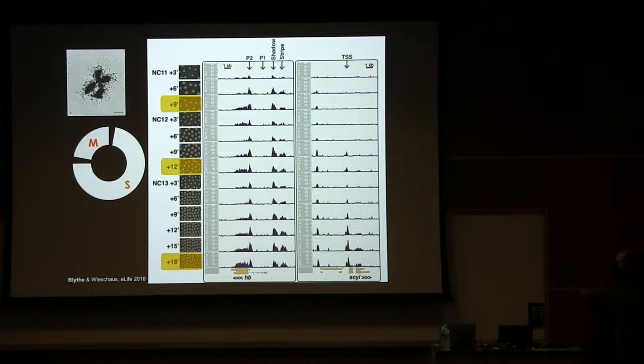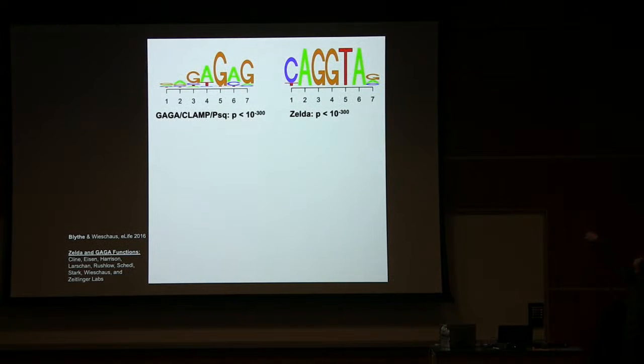Which is that the two most enriched motifs in this data set correspond to binding sites for two now well understood transcription factors. Here we have CAGTAG, which is the binding site for a pioneer factor called Zelda. And here's this non-complex GA repeat sequence that is the binding site for at least a trio of transcription factors, GAGA factor, CLAMP, as well as Pipsqueak, and perhaps others.